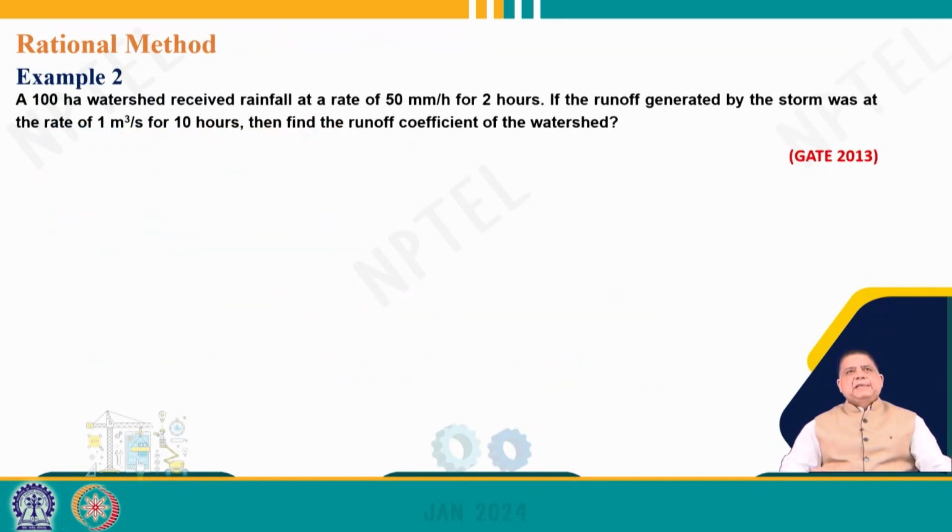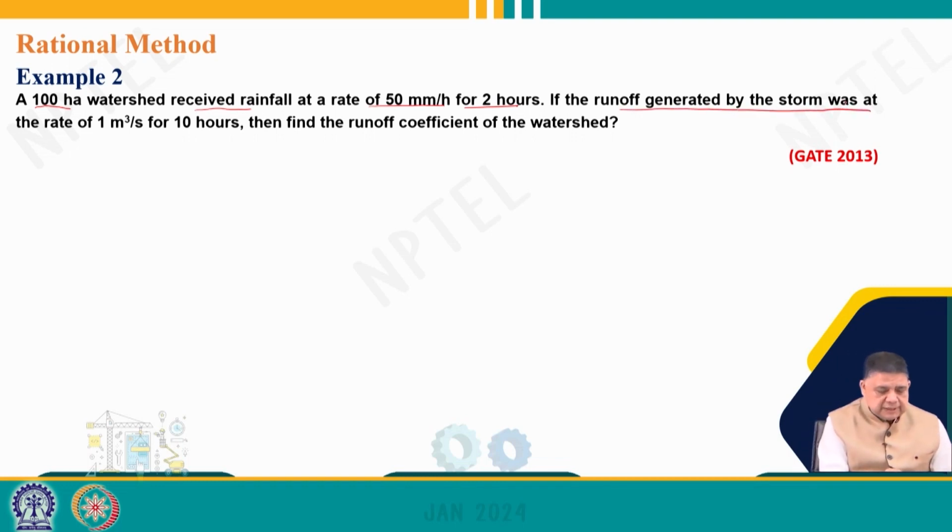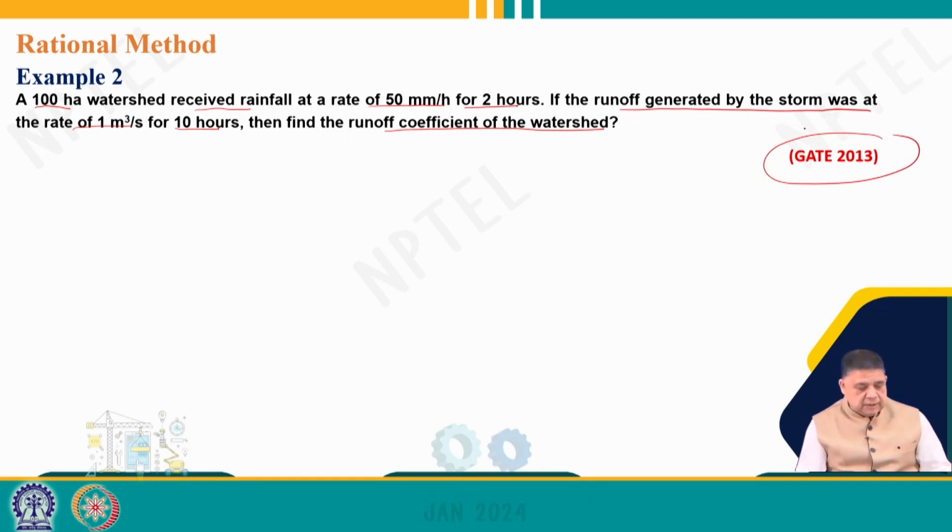Now, we take another example: a 100 hectare watershed received rainfall at a rate of 50 millimeter per hour for 2 hours. If the runoff generated by the storm was at a rate of 1 cubic meter per second for 10 hours, then find the runoff coefficient for the watershed. This question is taken from the GATE 2013 examination.